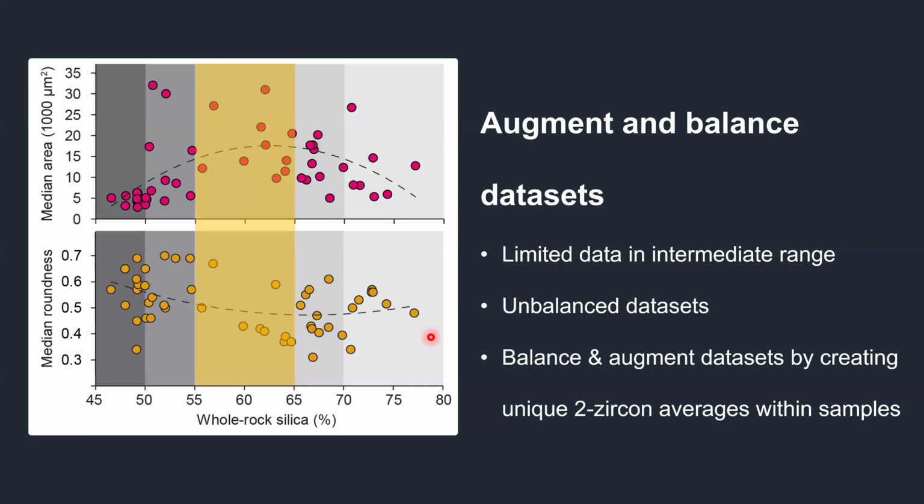In our particular case, what we did is we went sample by sample, and we created zircon aggregates. So I would merge two zircons together within a sample, strictly within a sample, merging the shape parameters to create a modeled zircon value. And in doing this, we augmented the amount of data and also balanced the data spectrum.